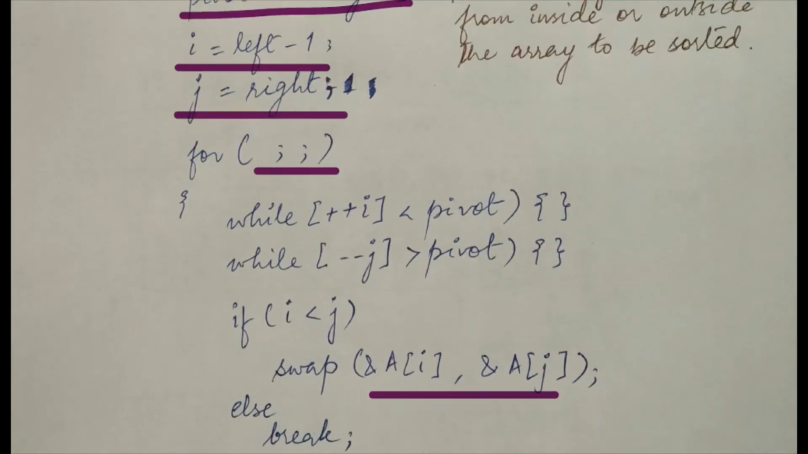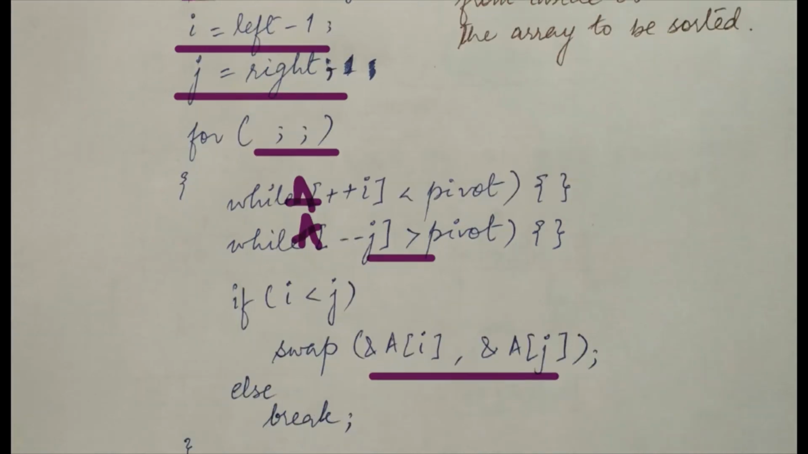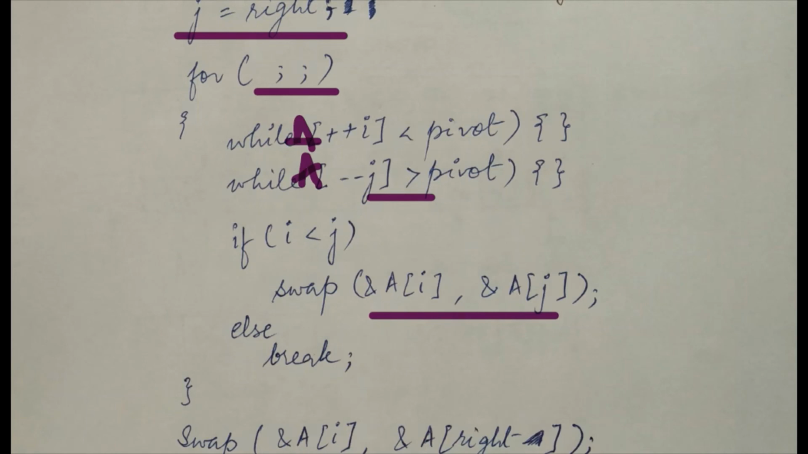Okay, I forgot to write. This has to be A plus plus I and A minus minus J. This is just the I pointer moving rightwards, plus plus I, and this is the J pointer moving leftwards. Once they stop and I is less than J, you swap the two elements, else you break.